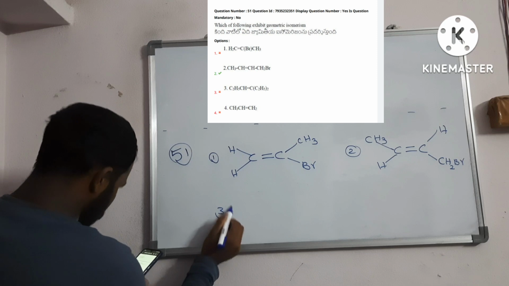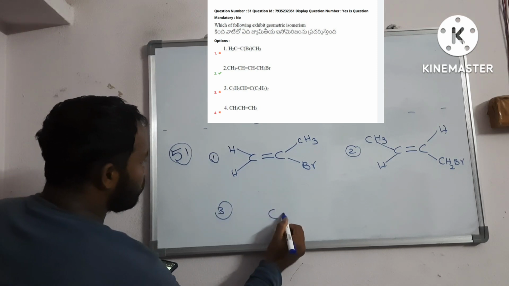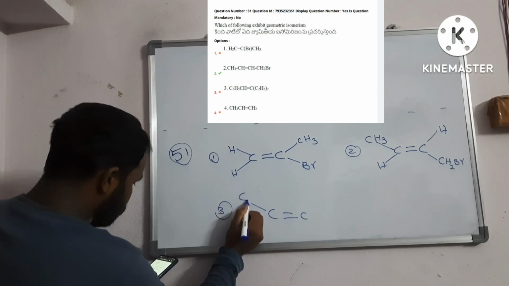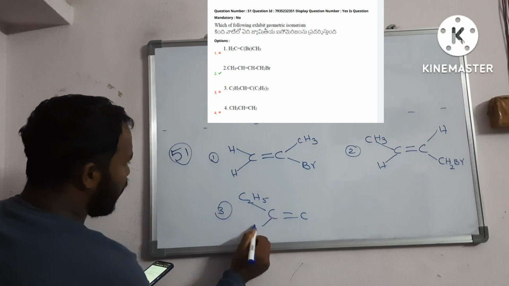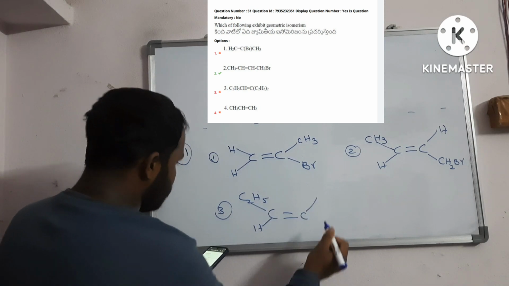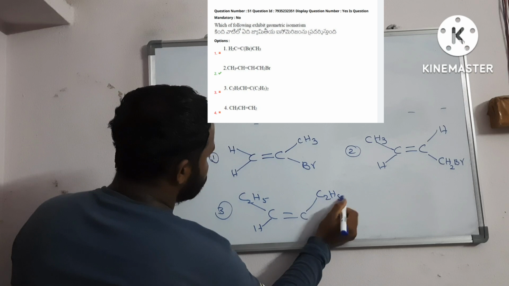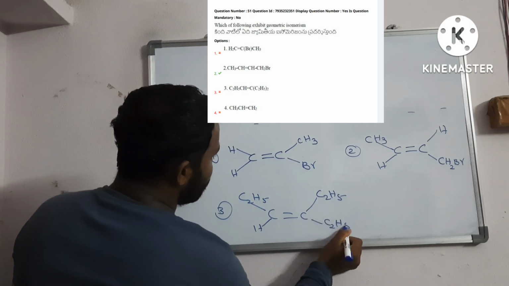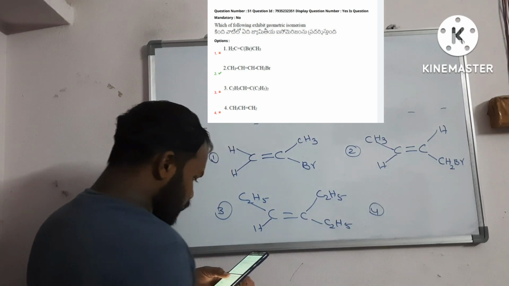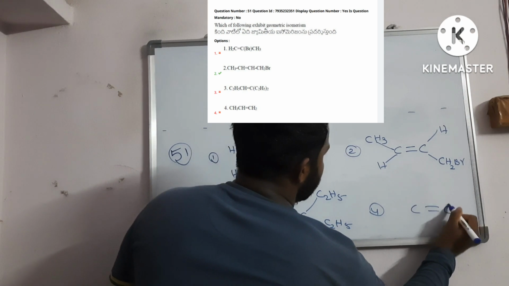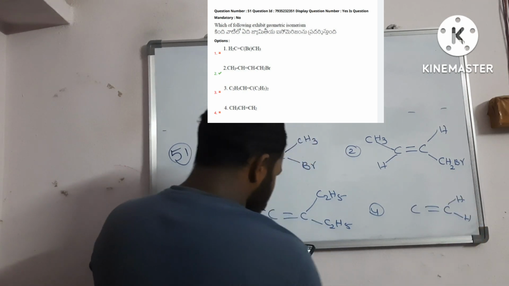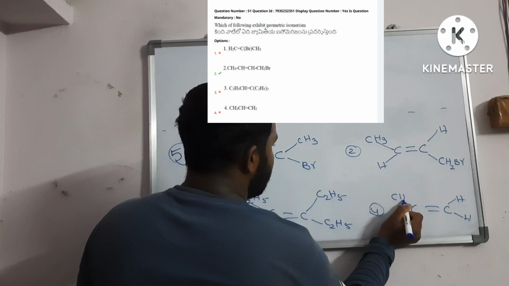So option number 3: here C double bond C. Here you can observe C2H5, then here hydrogen. So you can observe here C2H5 and C2H5. And finally the fourth option: C double bond C, here hydrogen, and here one more hydrogen is present, here CH3 and here hydrogen.